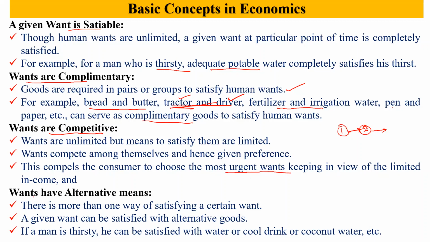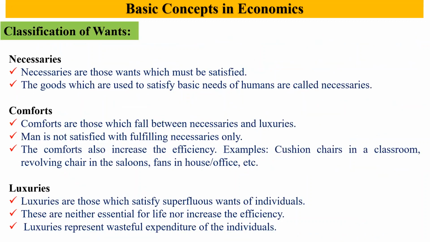And lastly, wants have alternative means. That is, there is more than one way to satisfy a certain want. If there is one want, there are various alternatives to satisfy it. For example, a man is thirsty, he can satisfy it with water or a cold drink or coconut water. So there are three different ways. Likewise, for every want, there are various alternative means to satisfy that want.